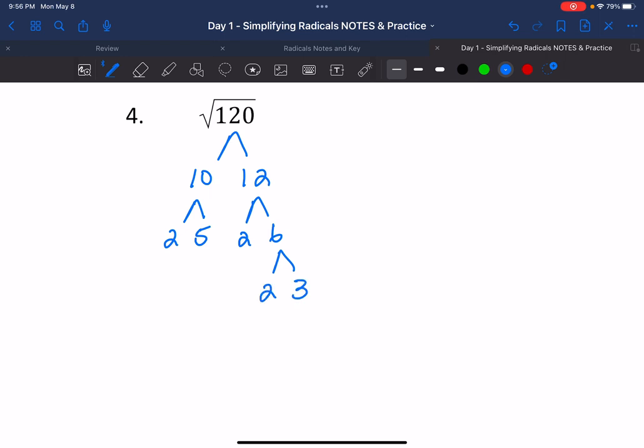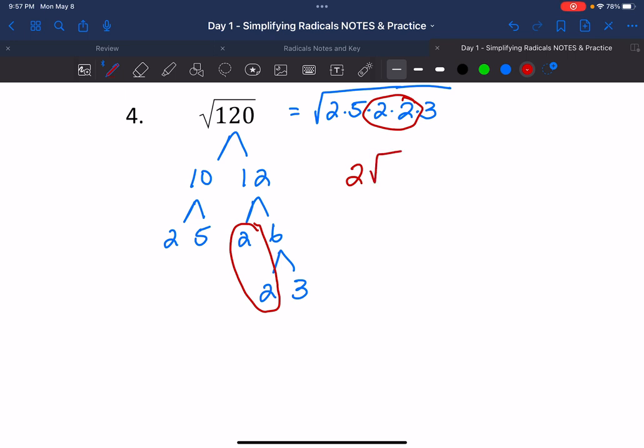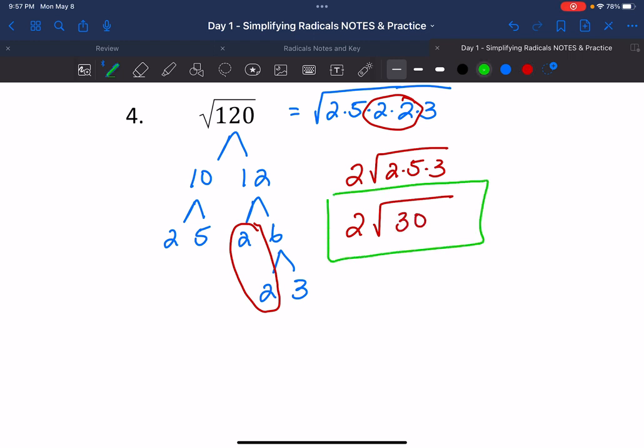Now, here's another something I want to show you. Well, I have this right here, right? 2 times 5 times 2 times 2 times 3. So that makes it a little easier to see your pair, right? But don't be afraid to do something like this. They do not have to be right next to each other to be considered a pair. All right, so my 2 will come outside, but what am I left over with inside? I still have 2 times 5 times 3, right? Well, let's simplify that. 2 times 5 is 10, times 3 is 30. This is our final answer.